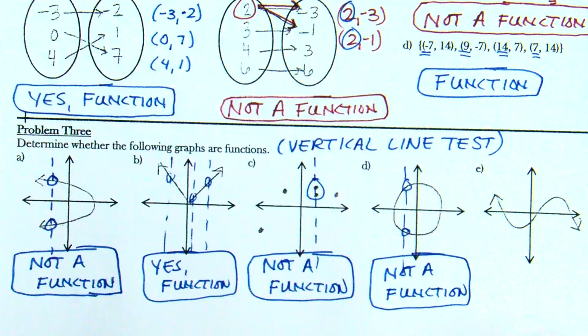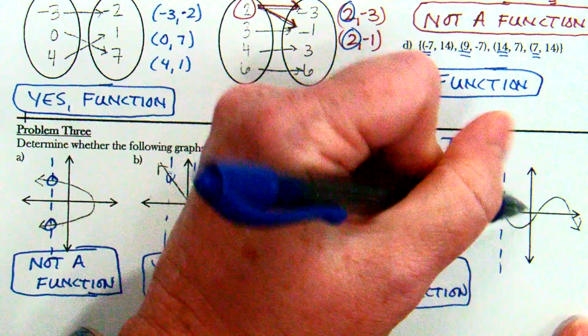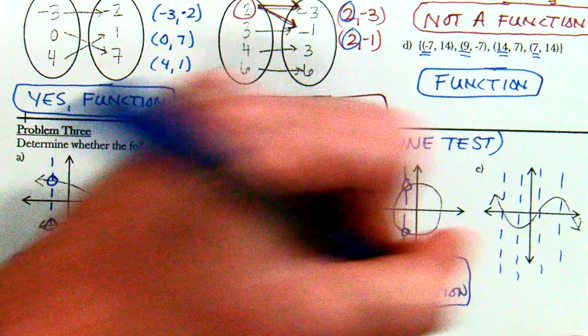One last graphing example. Okay. So let's see, if I draw a line here, it only crossed once, right? What if I draw a line over here? Crosses once. If I draw it over here, is there any place you can draw a line and it's going to cross that graph twice? No. So this one, yes, it is a function.